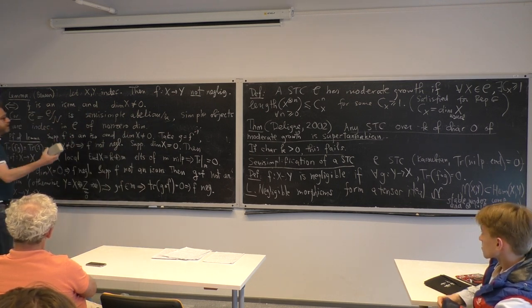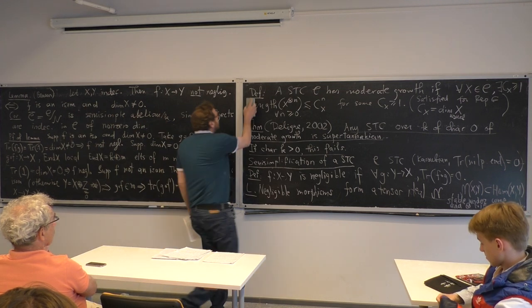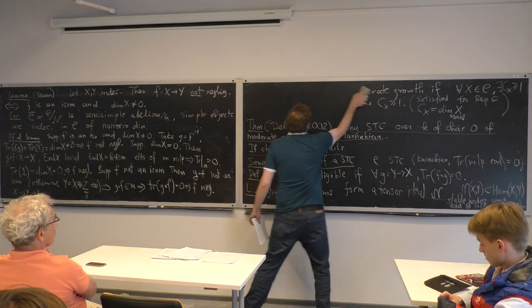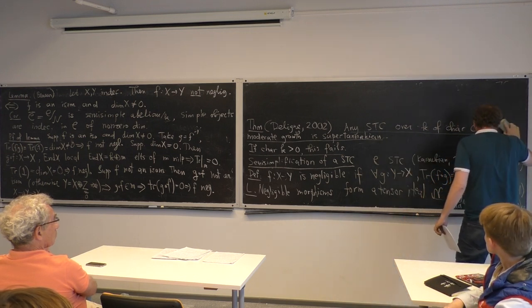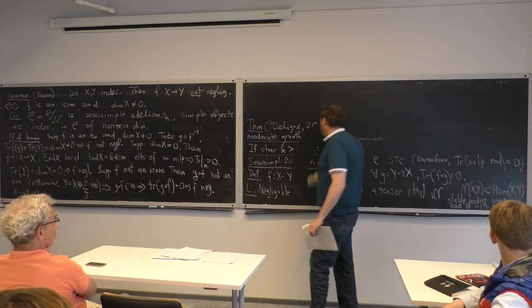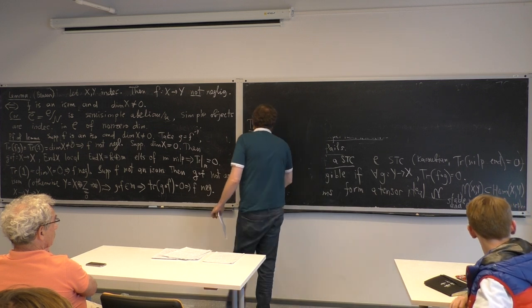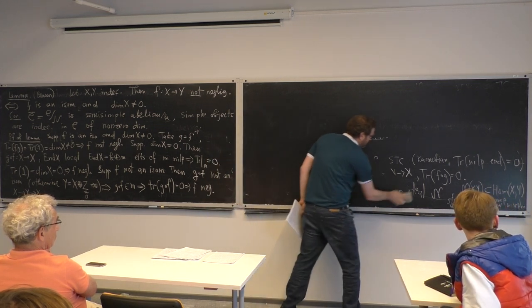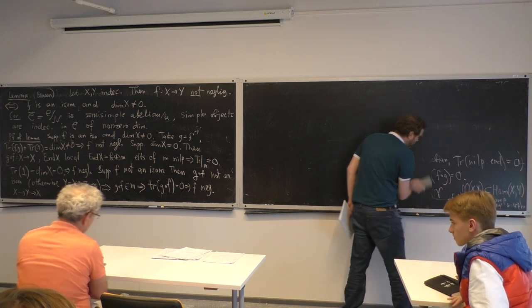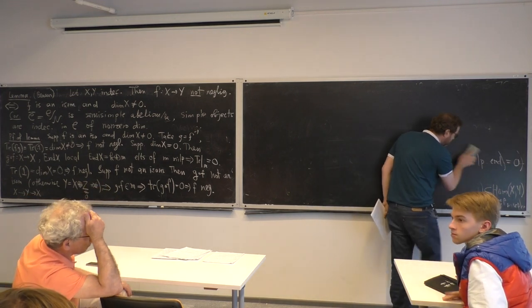Okay, so let me explain how this helps us. This is a really nice thing because starting from some bad category, possibly only Karoubian, not abelian, we construct some abelian and also symmetric tensor category.